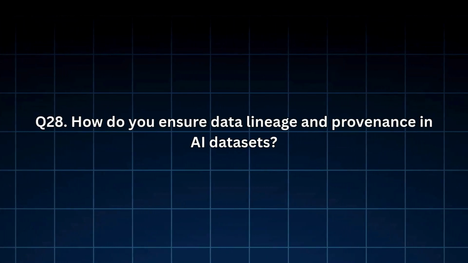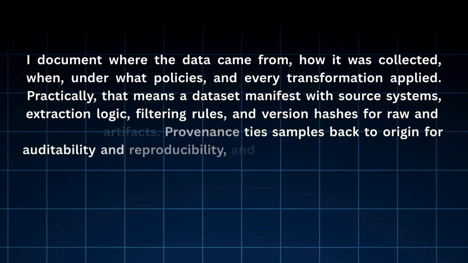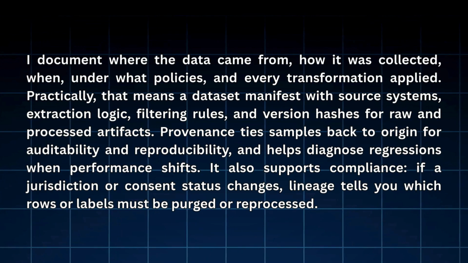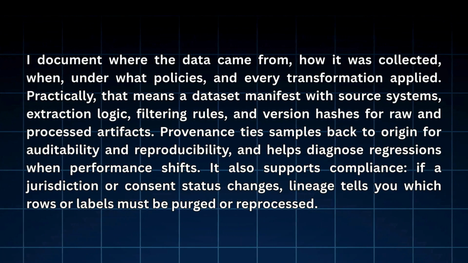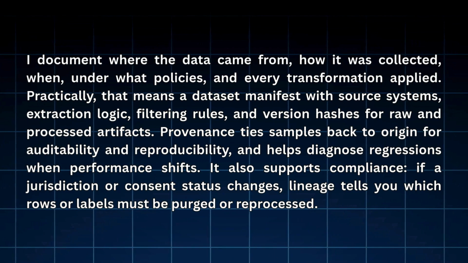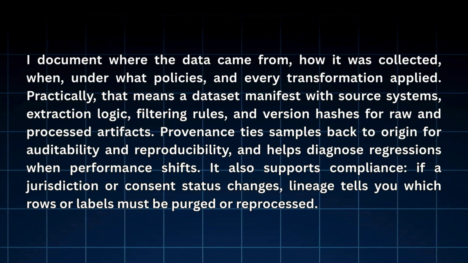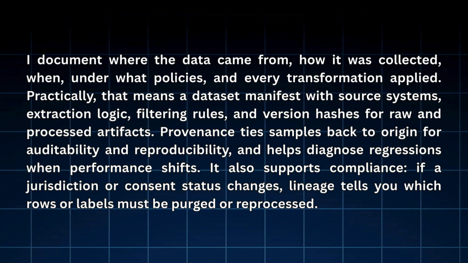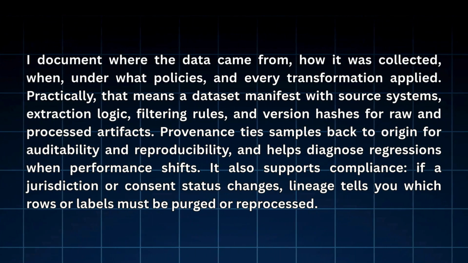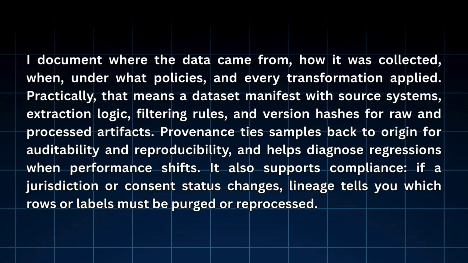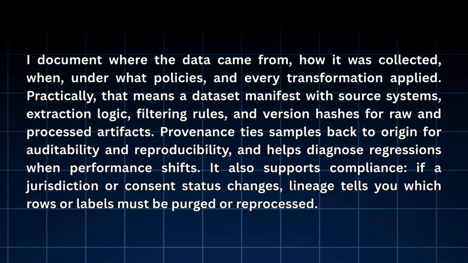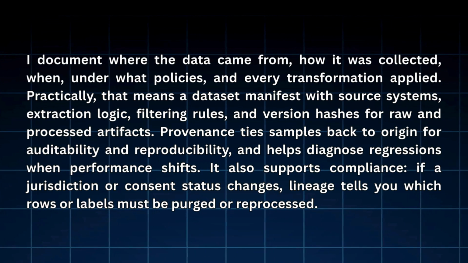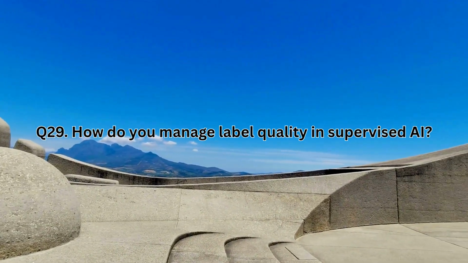How do you ensure data lineage and provenance in AI datasets? I document where the data came from, how it was collected, when, under what policies, and every transformation applied. Practically, that means dataset manifests with source systems, extraction logic, filtering rules, and version hashes for raw and processed artifacts. Provenance ties samples back to origin for auditability and reproducibility, and helps diagnose regressions when performance shifts. It also supports compliance. If a jurisdiction or consent status changes, lineage tells you which rows or labels must be purged or reprocessed.